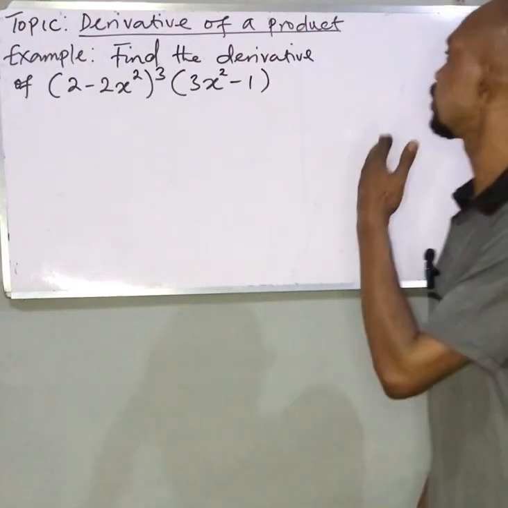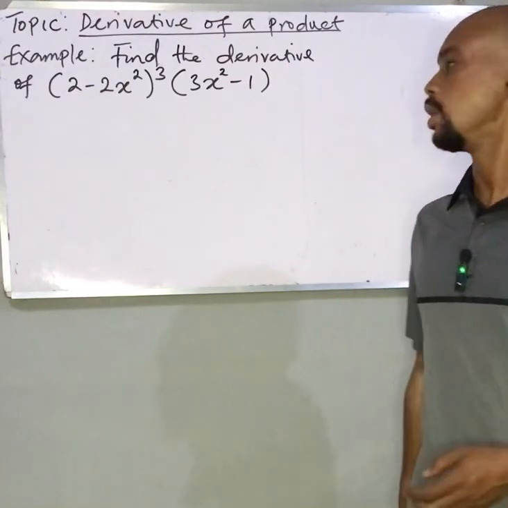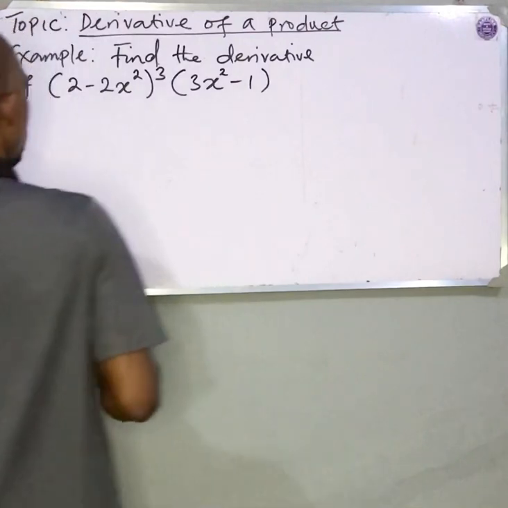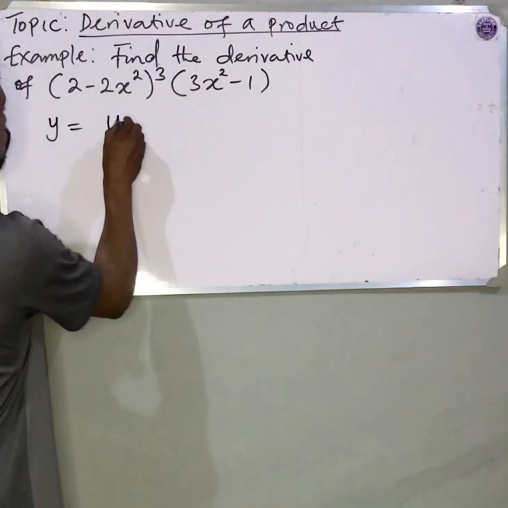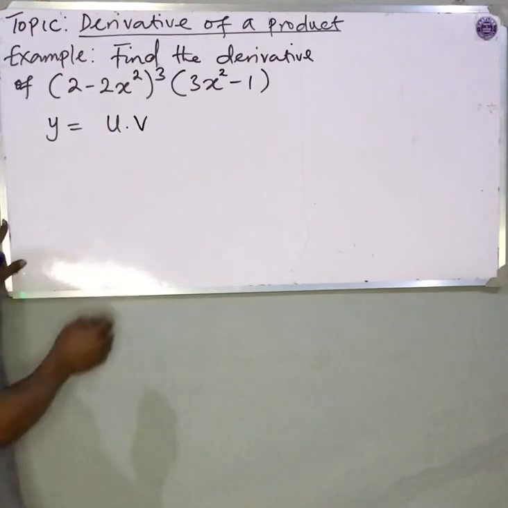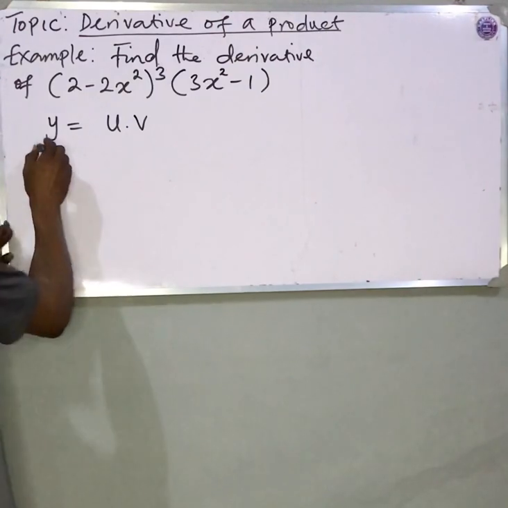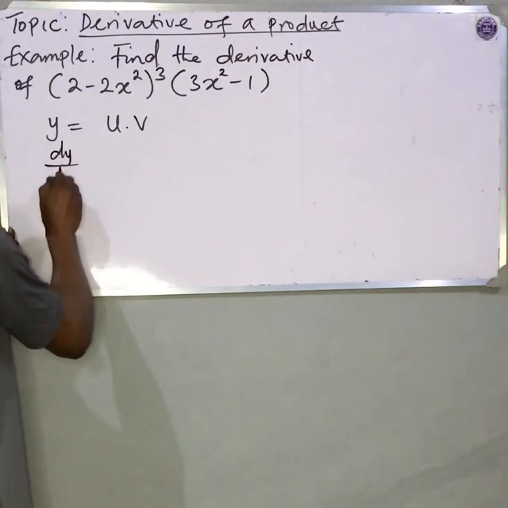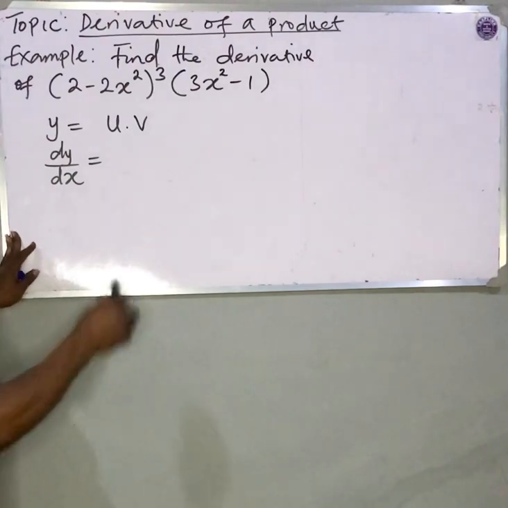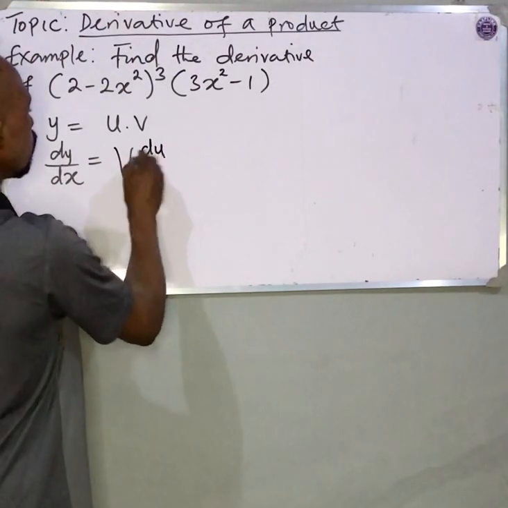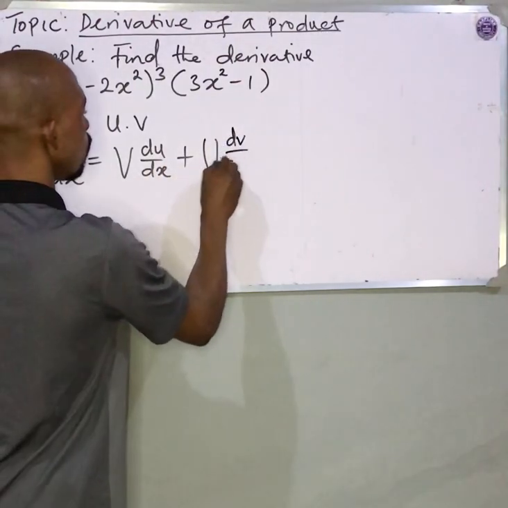Today we'll be talking about the derivative of a product. Of course, you know what product means: multiplication. Now, if we have a function y equals u times v, then dy/dx, the formula for the derivative of a product, is v du/dx plus u dv/dx.